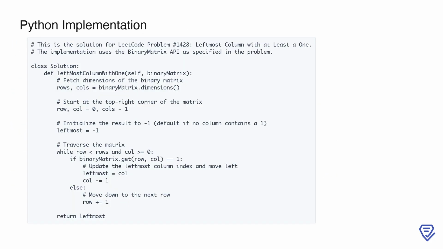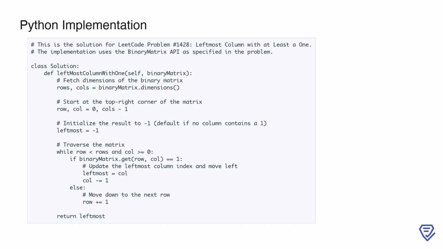This Python implementation solves LeetCode problem number 1428, leftmost column with at least a 1. The problem requires finding the smallest column index in a binary matrix that contains at least one 1. The matrix is sorted such that all zeros appear before ones in each row. The solution uses the binary matrix API provided in the problem.